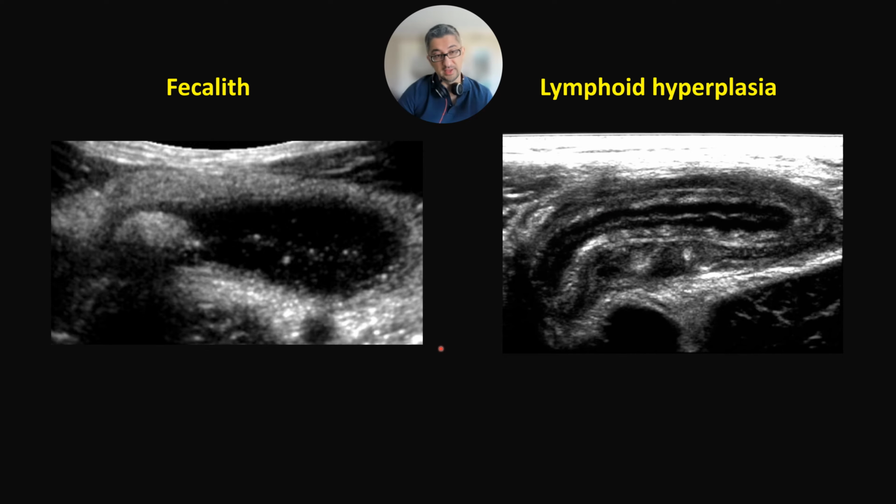So how do they look on the ultrasound? When there is fecalith, there is clear obstruction, there is distension of the lumen, there is fluid in the lumen. But when there is lymphoid hyperplasia, there is thickening of the inner wall of the appendix, which is the lamina propria, but then there is also inflammation. So this is also appendicitis, but the underlying etiology is most likely lymphoid hyperplasia. In this one is fecalith.